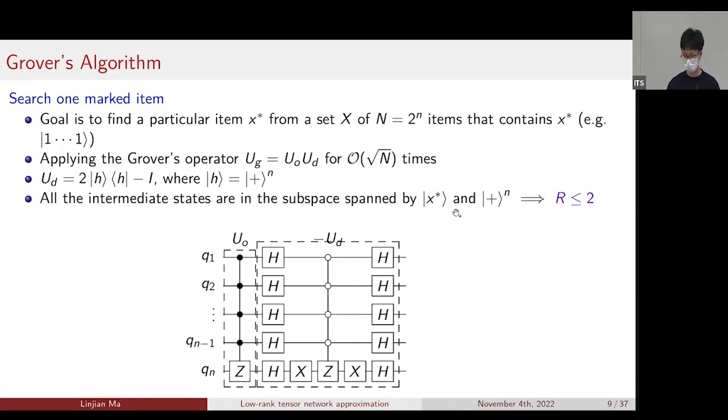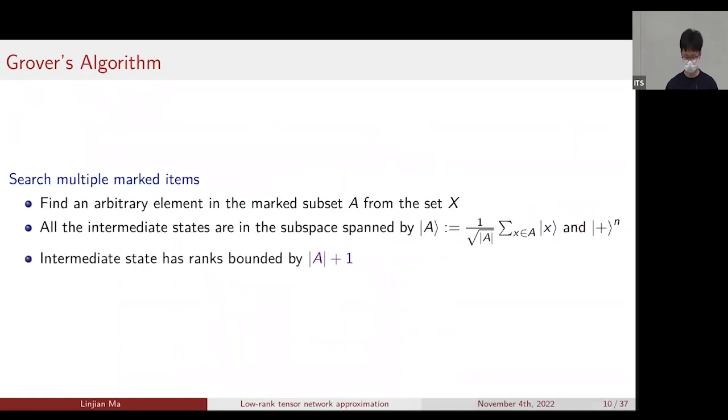But this directly means that the rank will be bounded by 2. So it's a very low rank in terms of the CP decomposition. And this rank is also low inside this diffusion operator, so that everywhere in Grover's algorithm, the rank will be very low. For the general case where we have multiple items that we can search in Grover's algorithm, the rank will be bounded by the number of marked items plus 1. So if the marked subset is still small compared to the set, for example, if the number of items in A is a constant, then it's still a very low rank algorithm.